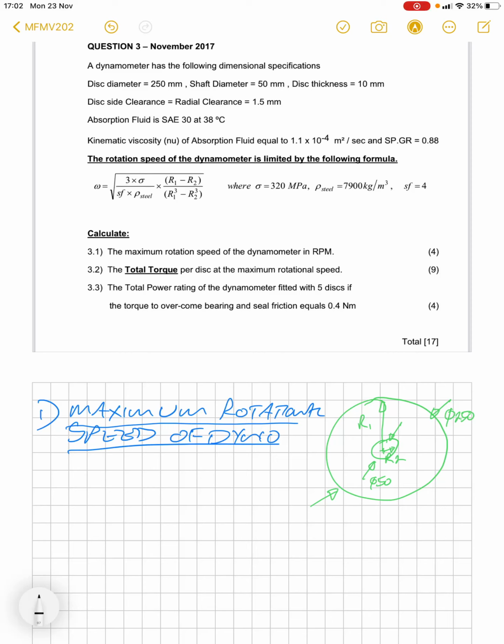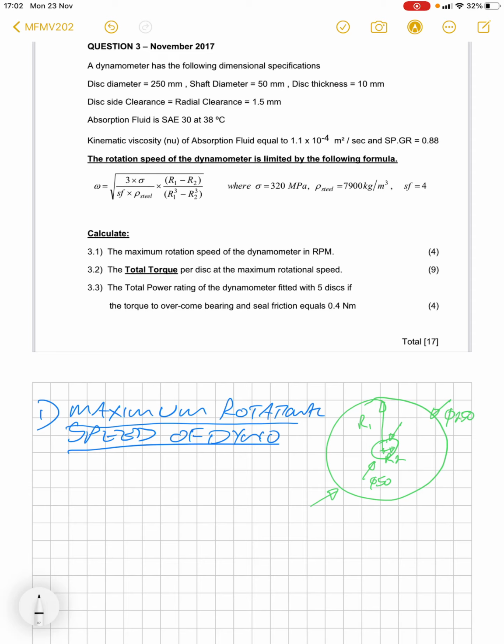This is tutorial 7, question 3. And in this question we have a dynamometer. It has the following dimensional specifications. The disc diameter is 250 millimeters, the shaft diameter 50 millimeters, the disc thickness is 10 millimeters, the clearance on the sides and along the edges is 1.5 millimeters.